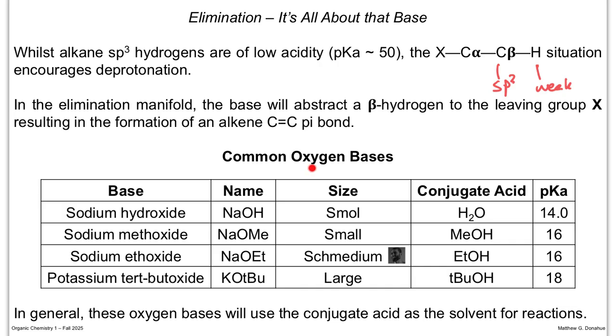And so here are some oxygen bases. Sodium hydroxide, sodium methoxide, sodium ethoxide, and then tert butoxide. And then these are kind of the sizes of those. Ethoxide is maybe the weird one because it's in between, but we go from small to large. So tert butoxide is this.